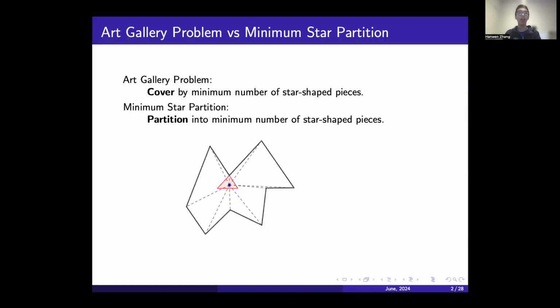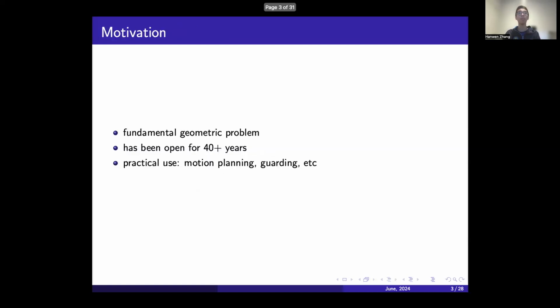The problem we work on is a partitioning version of the famous art gallery problem. In the art gallery problem, we are seeking a minimum number of guards to see the whole art gallery together. A region that can be seen by a single guard is called star-shaped. In this work, we are working on the partition version of this problem, seeking a partition of the art gallery into a minimum number of regions, so that every single region can be seen by a single guard inside this region. The figure shows a star-shaped region, and the red triangle marks where a guard can be.